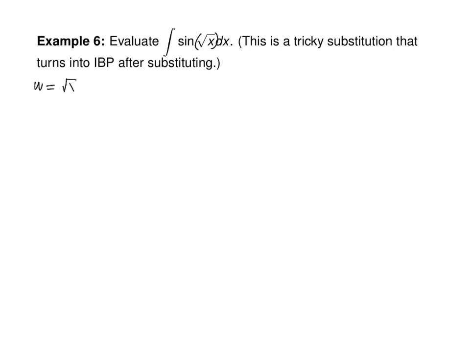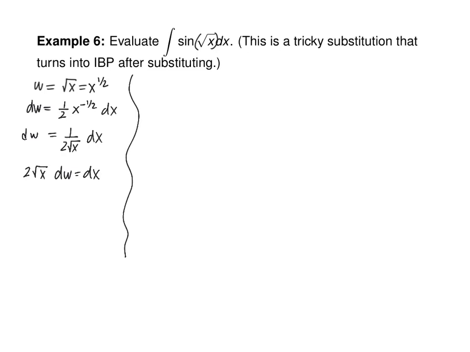So w equals root x, which is x to the 1/2. Now dw is 1/2 x to the negative 1/2 dx, or 1 over 2 root x dx. Or solving for dx, I've got 2 root x dw equals dx. So it's not obvious why that's helpful, but you'll see in a moment. Sine of root x dx equals integral, okay, that'll be sine of w times 2 root x dw.